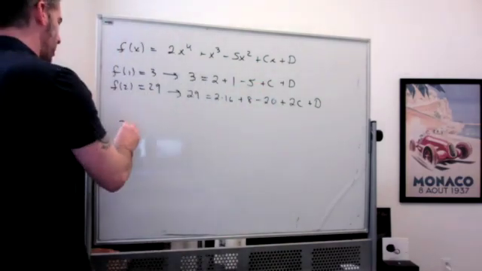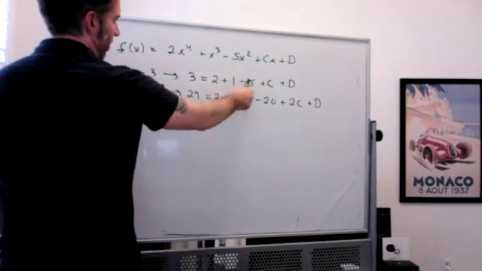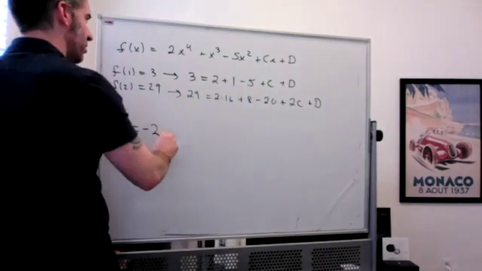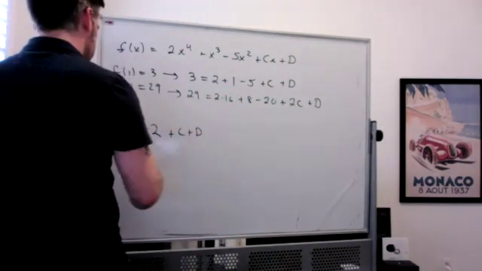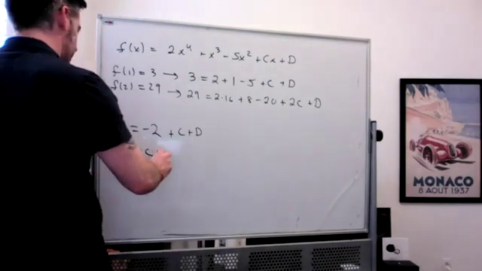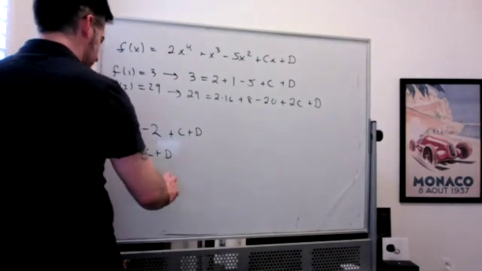So the first one is 3 equals 2 plus 1 minus 5, which is negative 2, plus c plus d. So 5 equals c plus d. And we can solve for d and say d equals.